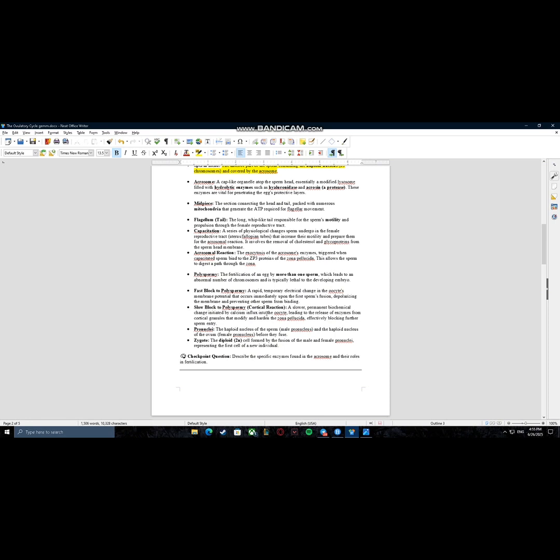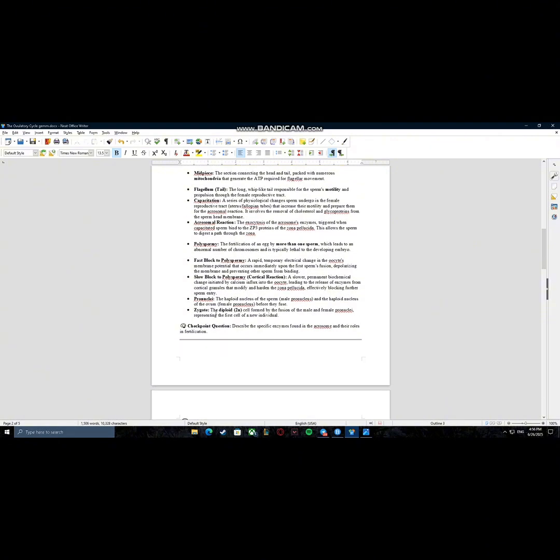Slow block to polyspermy, or cortical reaction, is a slower but more permanent biochemical change initiated by calcium influx into the oocyte, leading to the release of enzymes from the cortical granules that modify and harden the zona pellucida, effectively blocking further sperm entry.